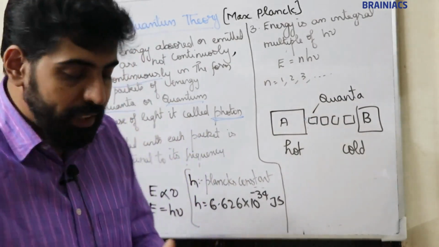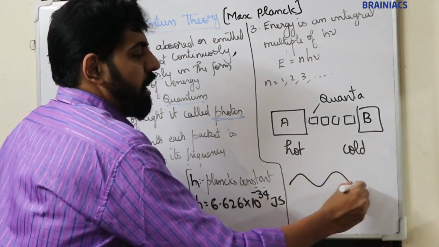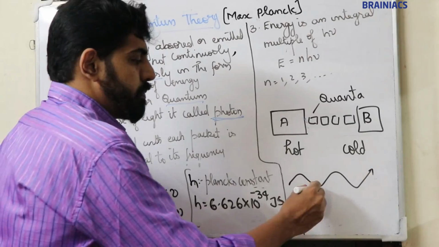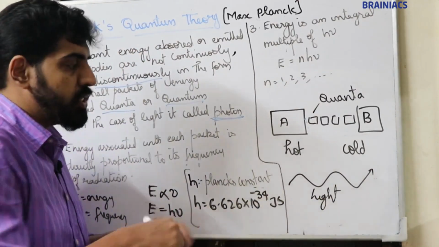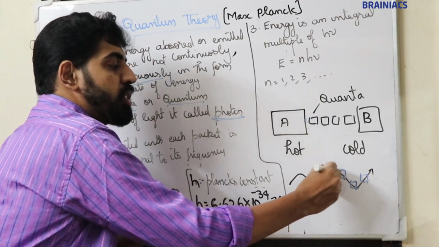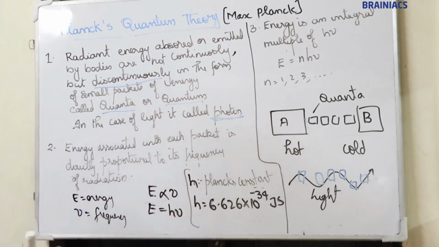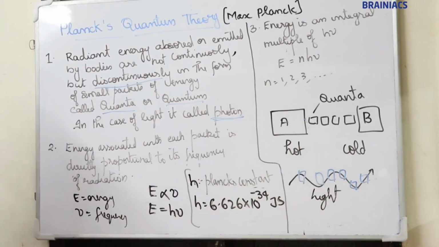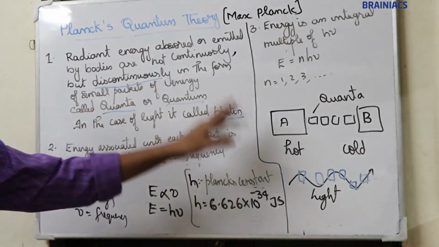Now light is also a form of energy. You know that, right? Light is a form of energy, so it consists of energy packets. In the case of light, energy packets are known as photons.